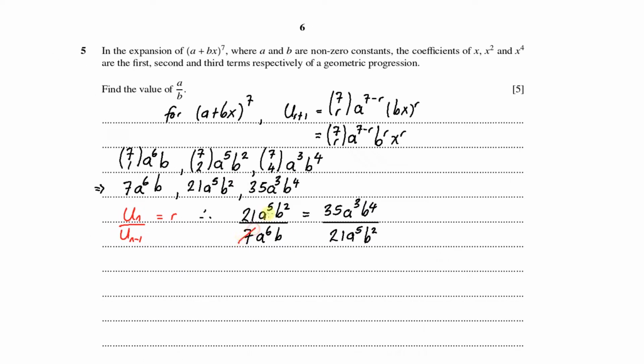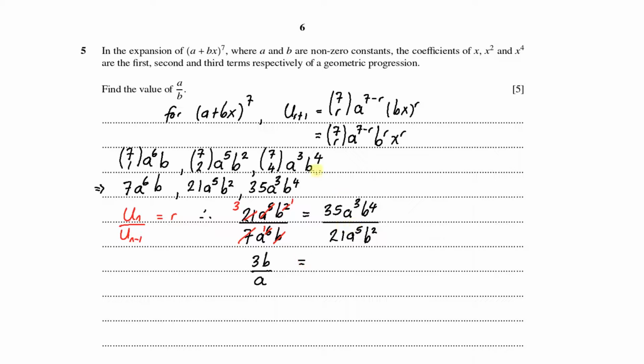So 7 gets into 21 3 times, and a to the power of 5 divides into a to the power 6 to give us a to the power 1 at the bottom, and b gets into b squared to give us b to the power 1 at the top. So what we remain with on the left side is 3b over a.